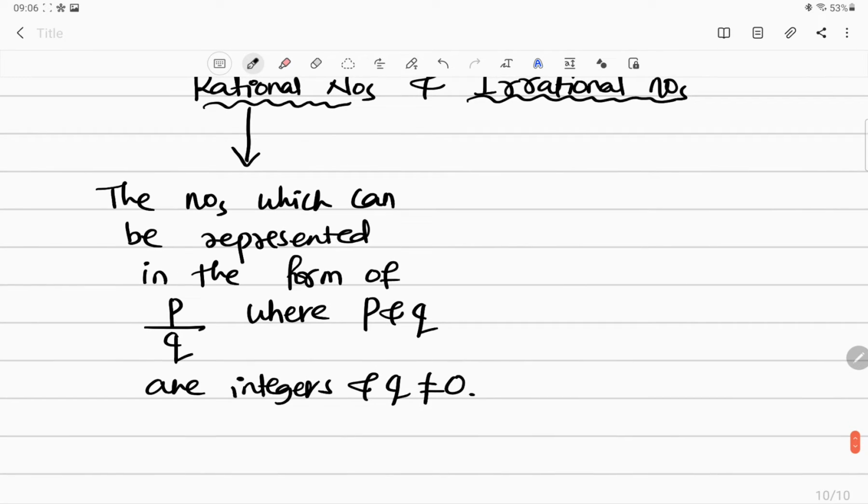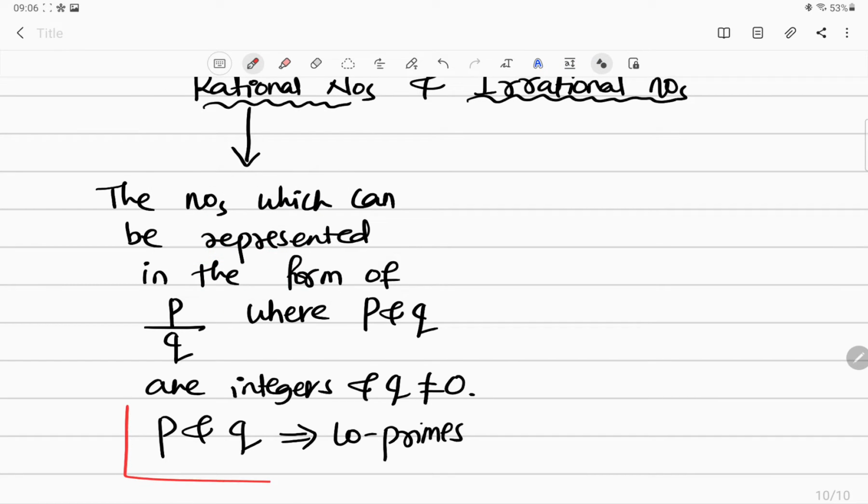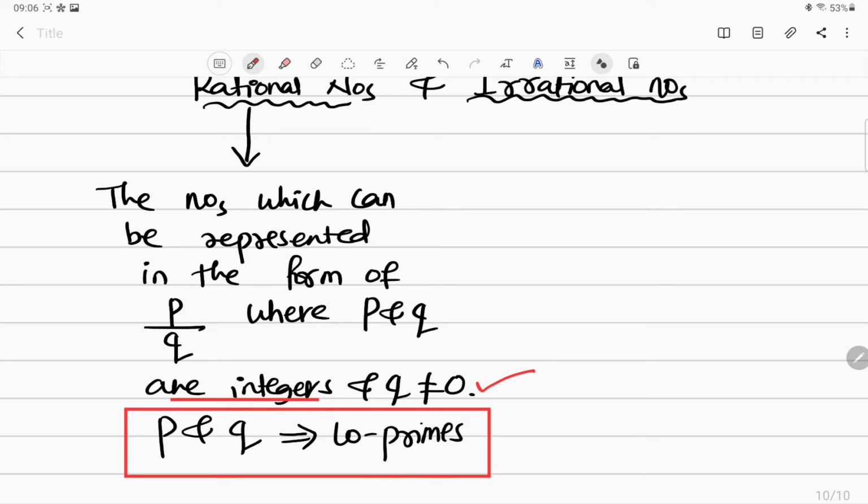One more thing will add up in 10th standard: p and q are there, so these should be co-primes. That is very, very important. Please concentrate on this. p and q should be integers, there is no doubt, and q should not be equal to 0. That is also very clear. But the thing is that p and q should be co-primes.